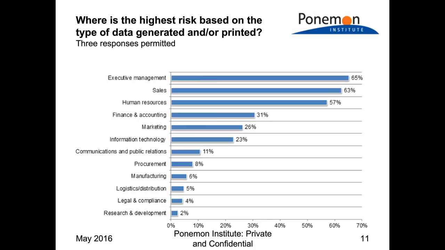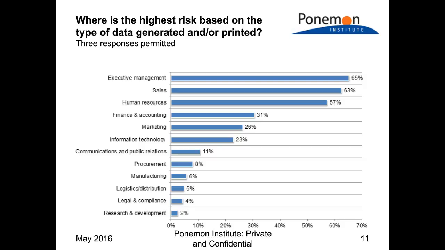Where is the highest risk based on the type of data generated and or printed? We basically asked people a question, gave them a laundry list of different functional areas, and they were permitted 3 responses. And the number 1 response, those darn executives, executive management, followed by sales, followed by human resources, then finance and accounting, marketing, information technology, communications and public relations, procurement, manufacturing, and now we get to the small numbers, logistics, legal and compliance, and research and development.